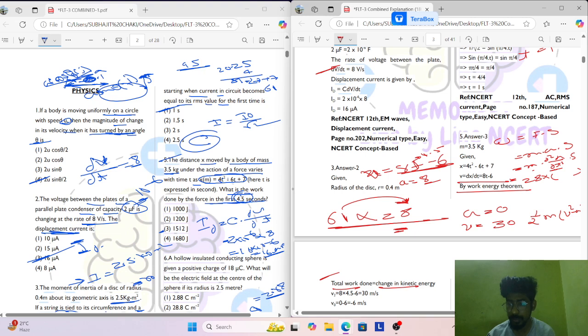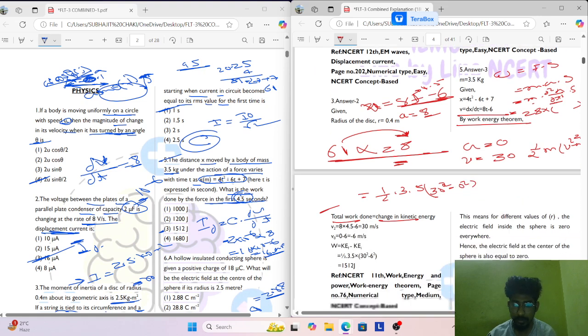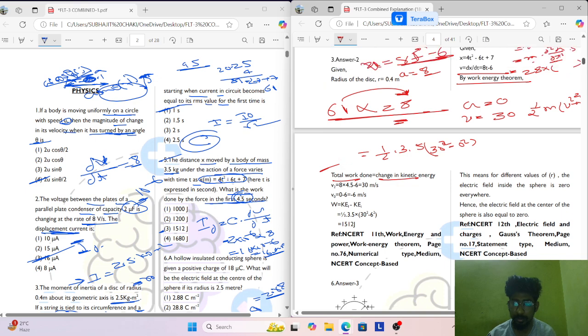Okay, v square minus u square. So that means half into m, which is 3.5 kg. V means what? V is equal to 30 square, okay, 30 square, and u is 0 square, right? U is equal to, at t equals 0, sorry, not 0, u is equal to 6 square, sorry, 6 square.